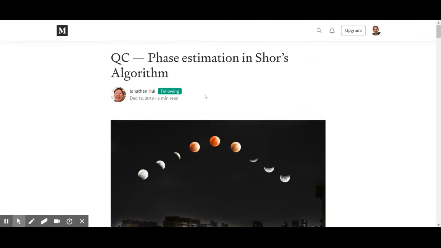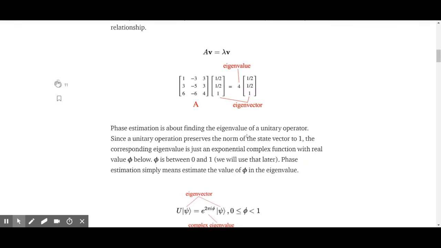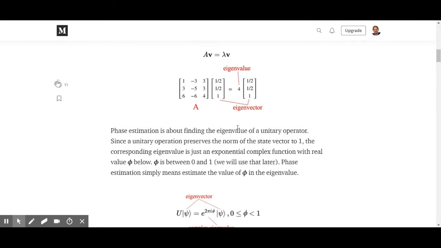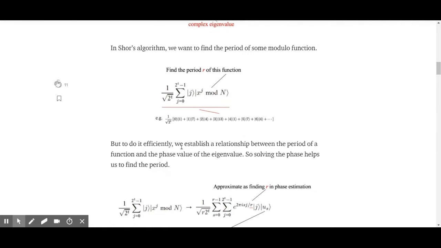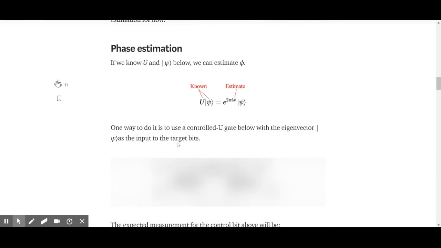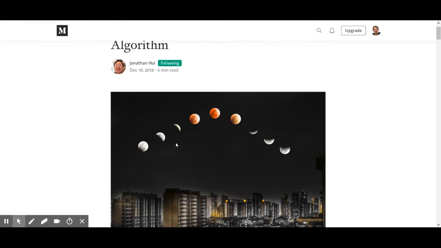And then the phase estimation, this seems to be especially interesting because it also touches the eigenvalue and eigenvector concepts, which I'm not super familiar with. So I'm going to be really glad to go through that as well.